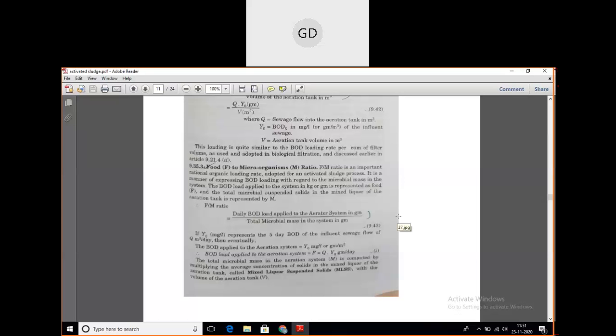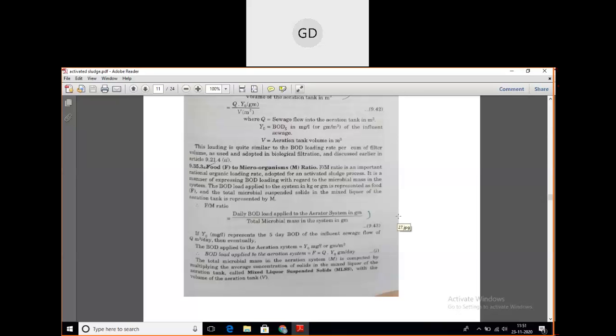So food to microorganism ratio. So here this ratio is also an important organic loading rate, adopted for an activated sludge process. It is a BOD loading with regard to the microbial mass in the system. Here the BOD load applied to the system in kg or gram is represented as food, and the total microbial suspended solids in the mixed liquor of the aeration tank is represented by M.